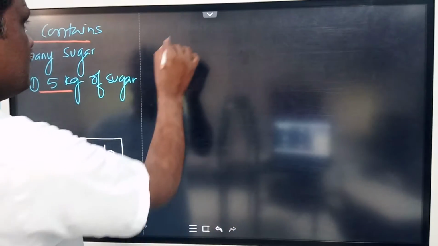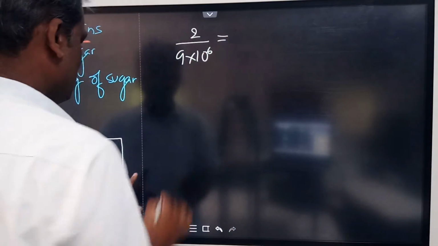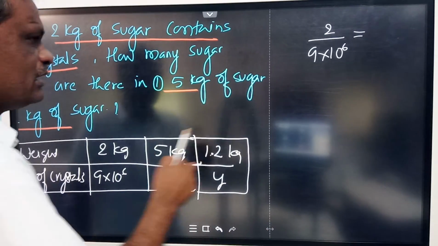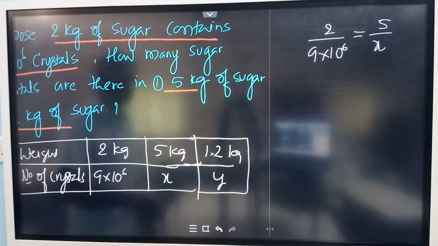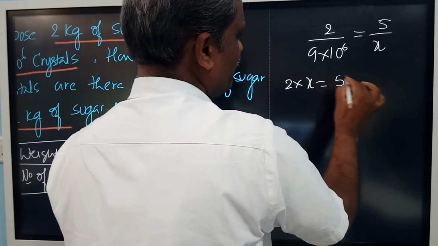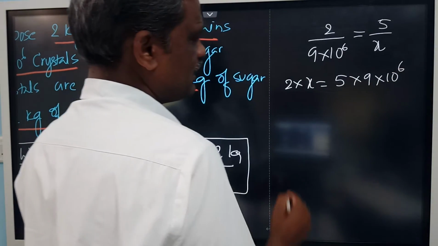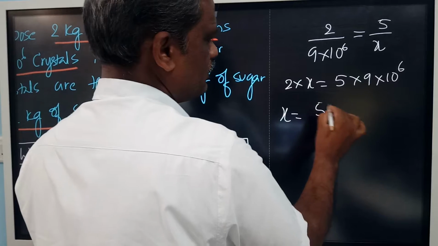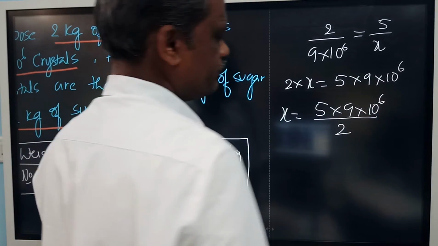2 divided by 9 into 10 to the power 6 is equal to 5 divided by x. So cross multiply here. 2 into x is equal to 5 into 9 into 10 to the power 6. x is equal to 5 into 9 into 10 to the power 6 divided by 2.